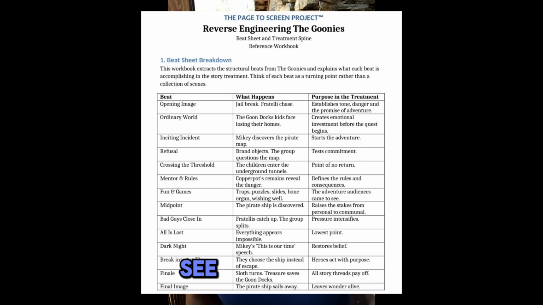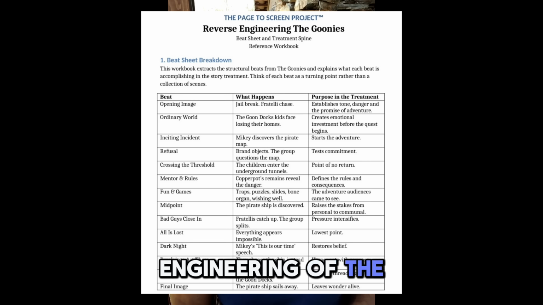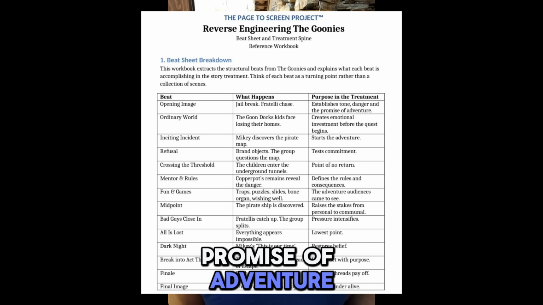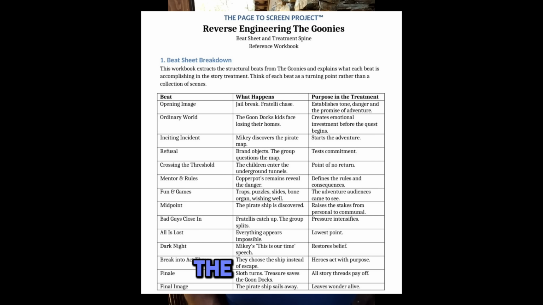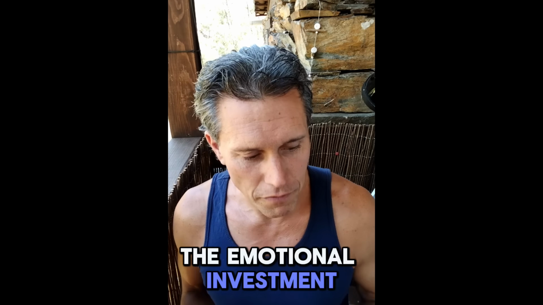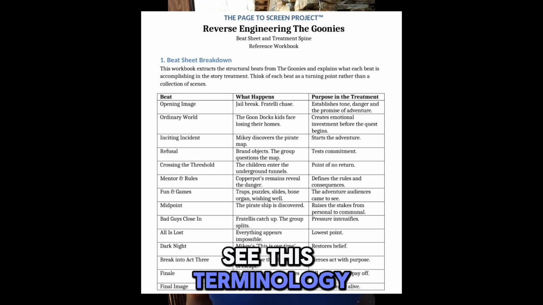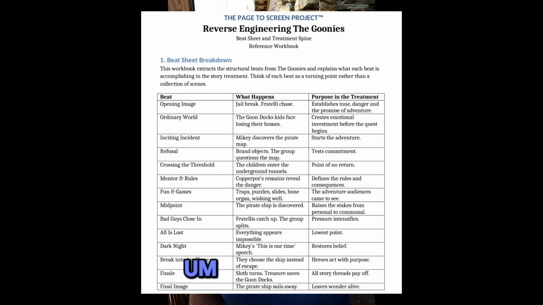So in front of you you'll see the reverse engineering of the Goonies. As you can see there, you've got the beat, what happens, and the purpose in the treatment. So you've got the opening image, the jailbreak, the chase, the established tone, danger, and the promise of adventure. You've got the ordinary world, the kids face losing their homes, and then it creates emotional investment before the quest actually begins. And as you can see, if you go through all of the beats there, it's not 100% in chronological order, but you can see this terminology is what they use across the board.